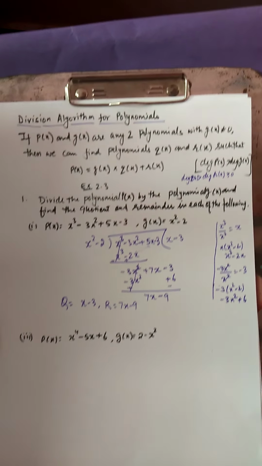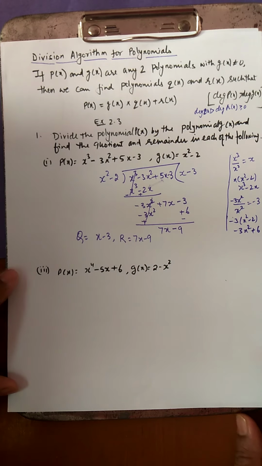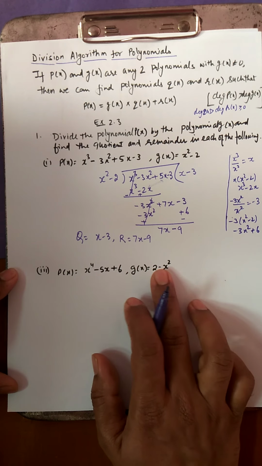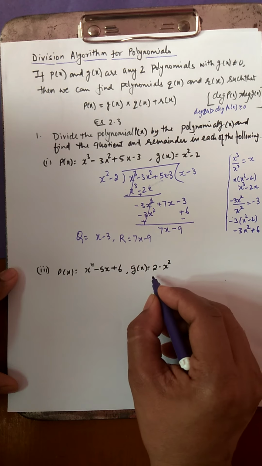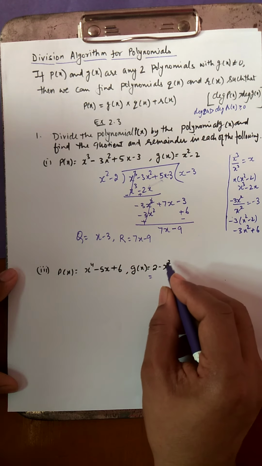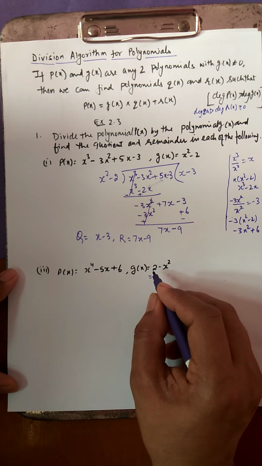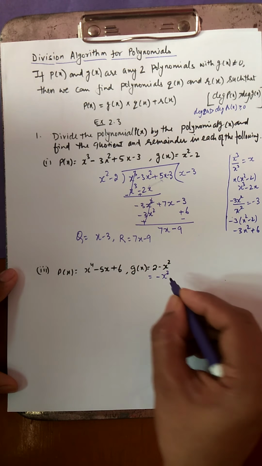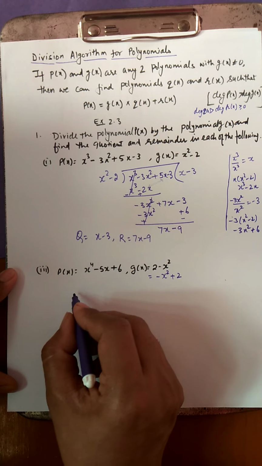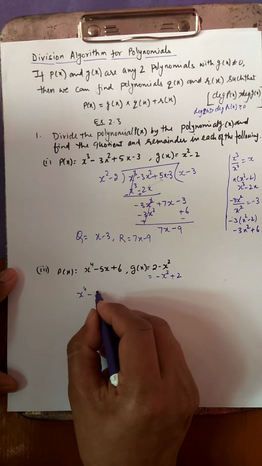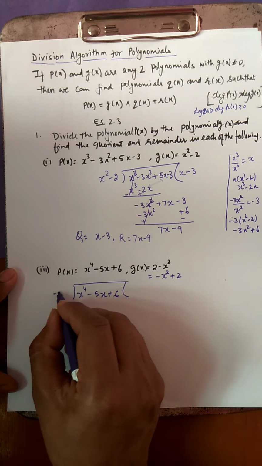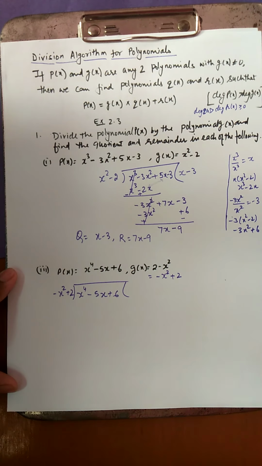Now come to the third part of this question, which is p(x) is given as x4 minus 5x plus 6, and g(x) is given as 2 minus x square. So you can see a very important thing, that g(x) is not in the standard form, because x square, which is the highest degree term, should be first. So you will have to write this x square first, and this 2 you have to write last. Now you do the normal division, x4 minus 5x plus 6 divided by minus x square plus 2.